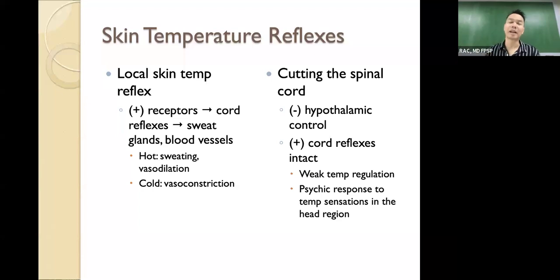Now, if you transect the spinal cord, if you cut the spinal cord, of course, peripheral signals can no longer ascend to the higher center. So the hypothalamus is not informed of the temperature in the more distal regions, below the level of transection. And similarly, signals coming from the higher center will no longer go down to the more distal regions affected by the lesion, or below the level of transection. What you have left are just cord reflexes, but this is a weak method of temperature regulation.